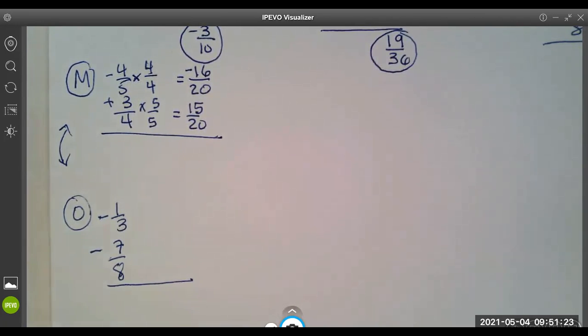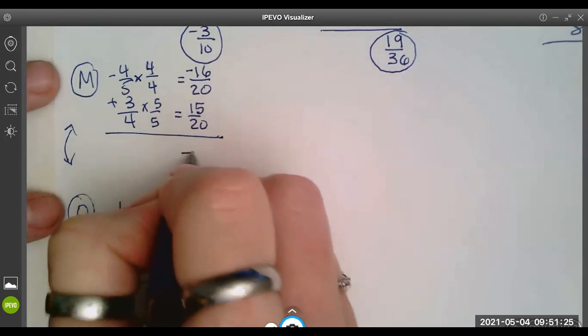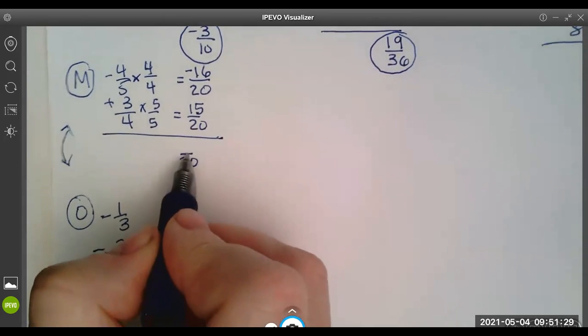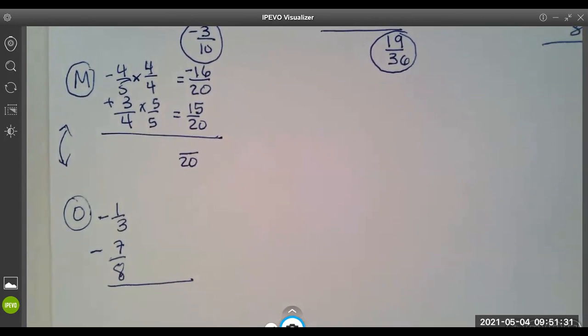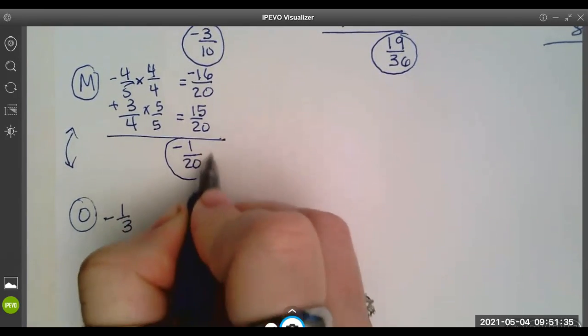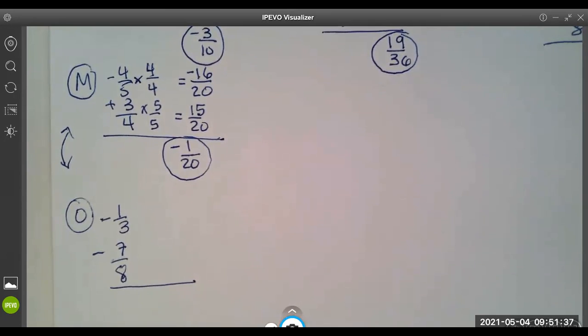Subtract and keep the sign of the bigger number. Yes. So we know the bottom is 20. Is it going to be positive or negative 20? Negative. Okay.